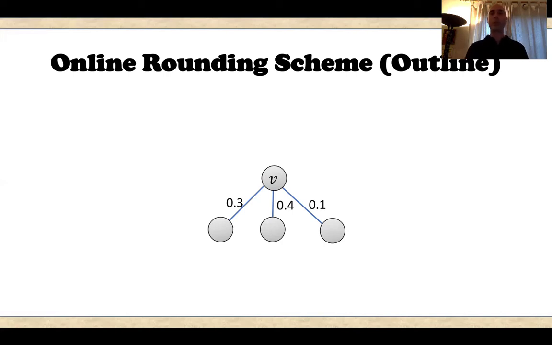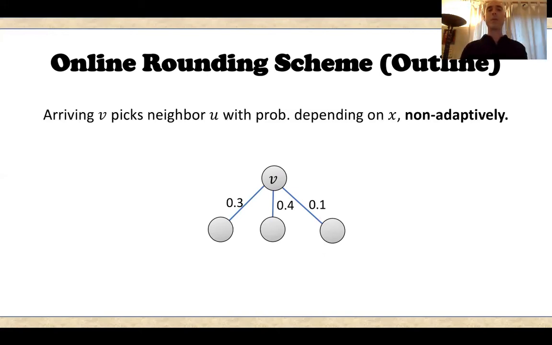When a vertex V shows up, we also have revealed its edges to its previously arrived neighbors, together with their x values. What we'd like to do is match V to each of its neighbors with probability at least, say, for the first neighbor 0.3 over 1.9, for the second one 0.4 over 1.9, and so on and so forth. As a first step, we have this arriving vertex V pick a neighbor U with a probability which depends on x, some formula which we will not discuss here. And this choice will be made in a non-adaptive fashion. In particular, the probability that V picks U will be independent of whether or not U is free, i.e. unmatched. And this will allow us to pretty quickly give a lower bound on the probability that V picked U and it is matched. It's just independent.